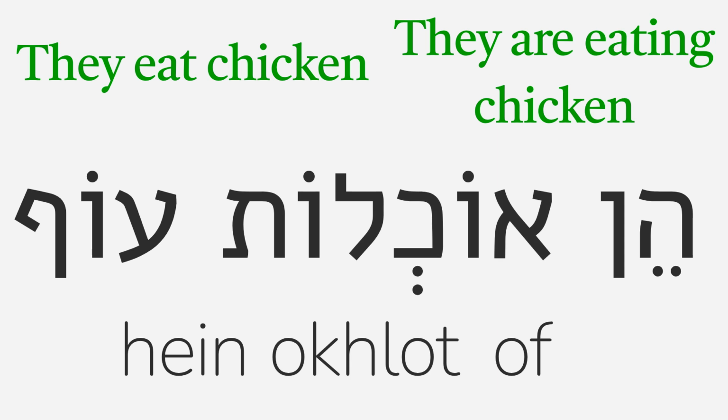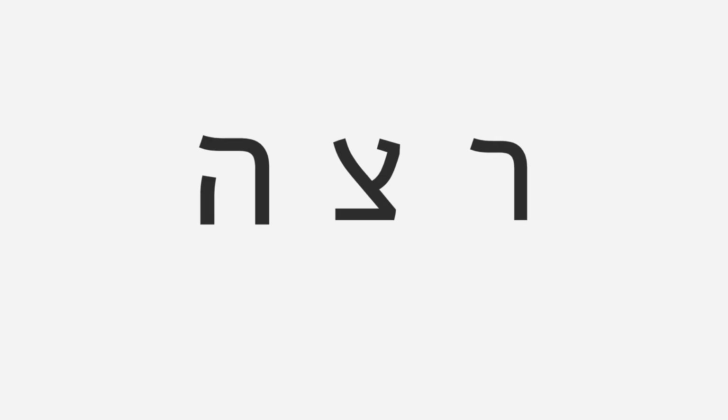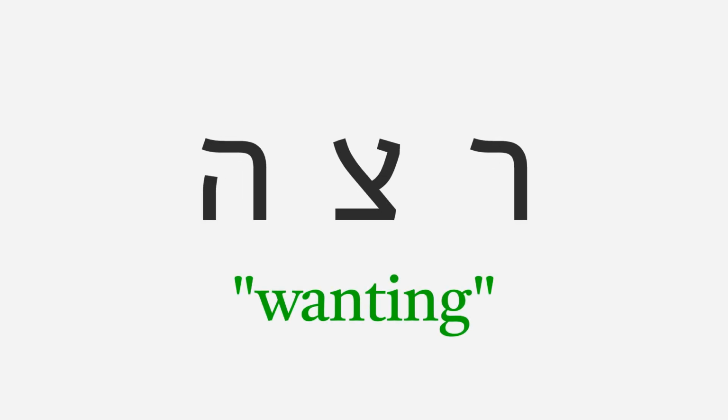There are some roots that have certain letters in certain places that will form their present tense somewhat differently. One example of this are roots ending with the letter hey. For example, the root resh, tsadi, hey, which has a meaning of wanting.